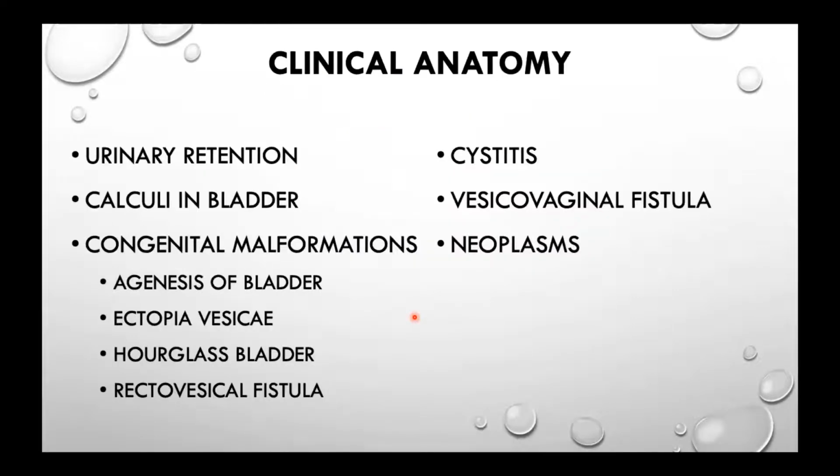So that was about the anatomical aspect of the urinary bladder, and some clinical information. The urine can be stagnating, or we can call it urinary retention, which is possible in the urinary bladder because of many conditions, like any kind of obstruction in the urethra. That will lead to urinary retention.